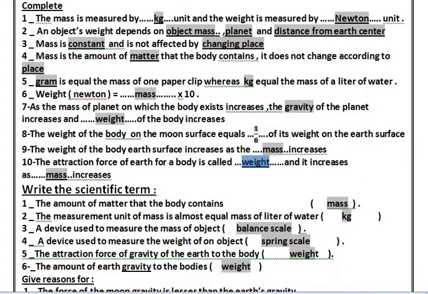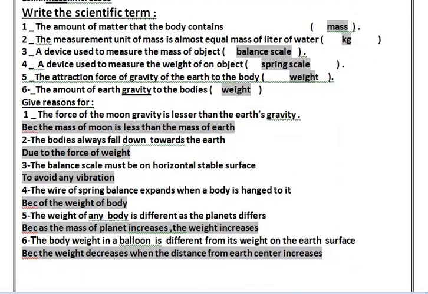The second type of question is write the scientific term. Number 1, the amount of matter that the body contains, this is the mass. The measurement unit of mass, and it is almost equal the mass of 1 liter of water, this is a kilogram. The device used to measure the mass of object, this is balance scale. While the device used to measure the weight of object, this is the spring scale. The attraction force of gravity, this is the weight.